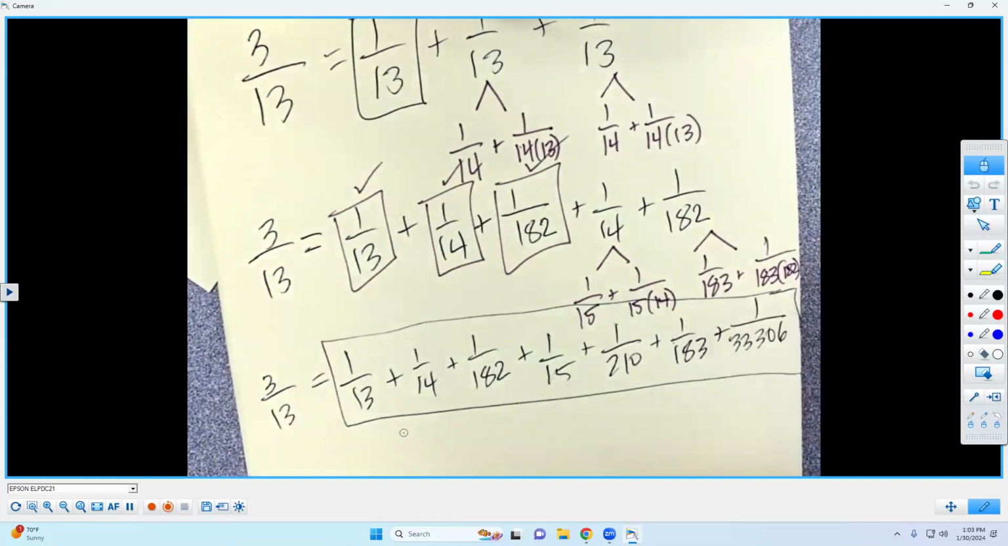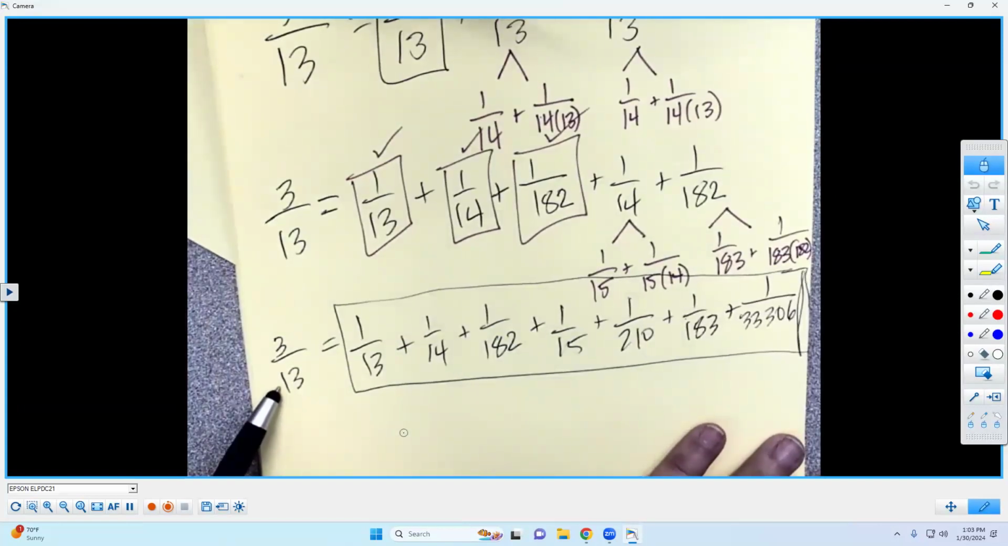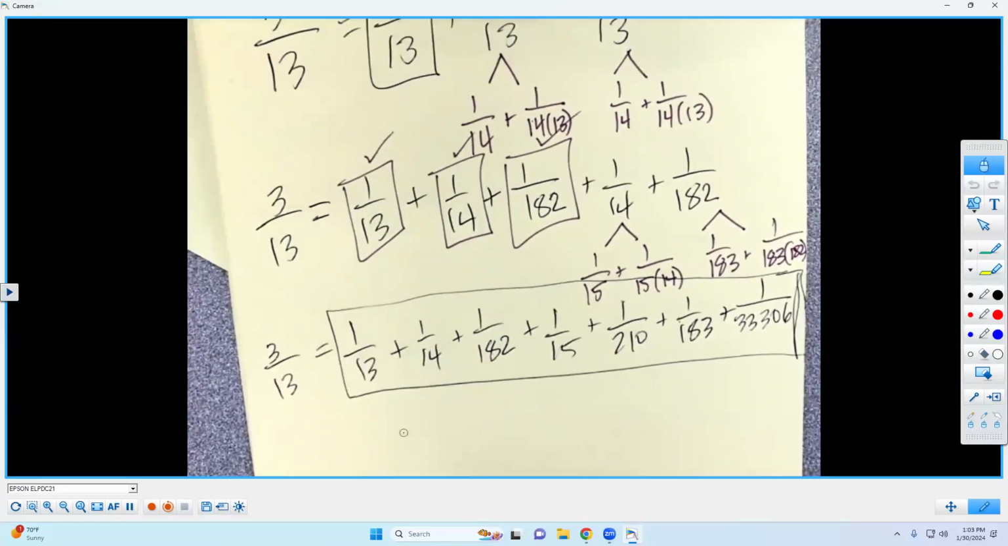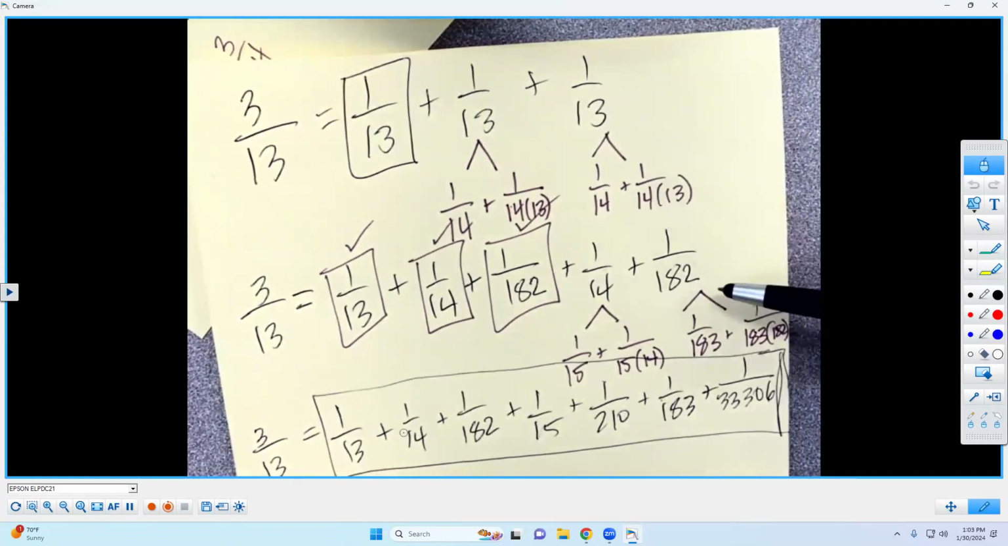Got to be a better way, right? And imagine if that was 7/13. Think about how many pieces you would have at the end if you did it this way. So questions about that before I show you the other way? Get the idea of it?